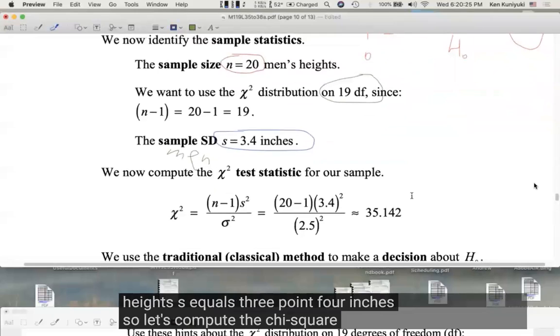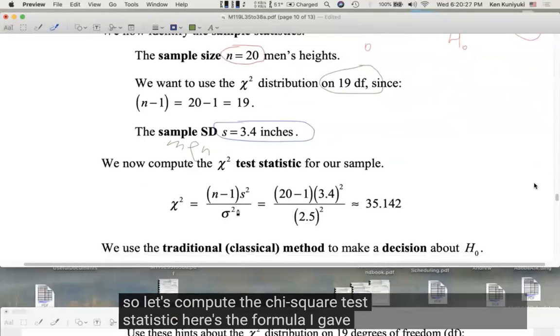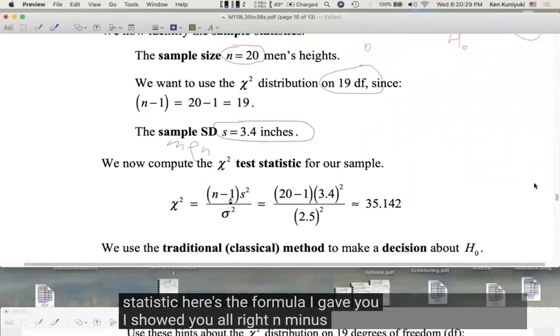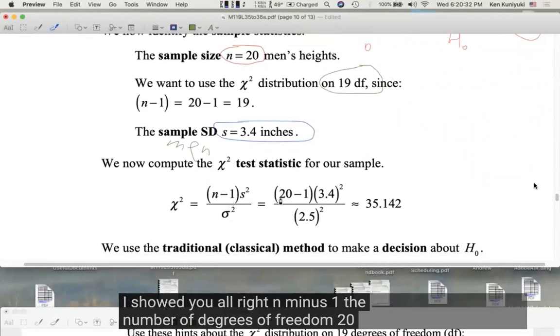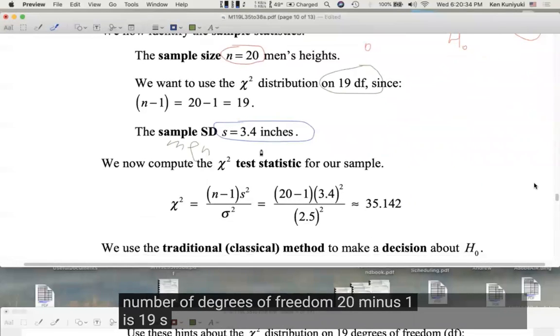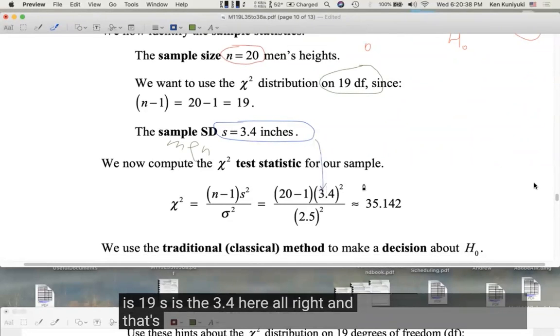So let's compute the chi-square test statistic. Here's the formula I showed you. N minus 1 is the number of degrees of freedom: 20 minus 1 is 19. S is 3.4 here, and that's squared.